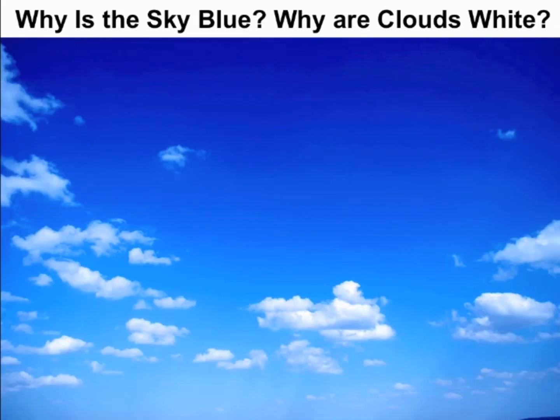So an interesting question is, why is the sky blue? And a related question, why are clouds white? Well, the sky is blue because of something called scattering. And so here's how scattering works. You already know that when light passes through something transparent, such as air, it gets absorbed by atoms in the medium and then re-emitted. So absorbed and re-emitted, absorbed and re-emitted.